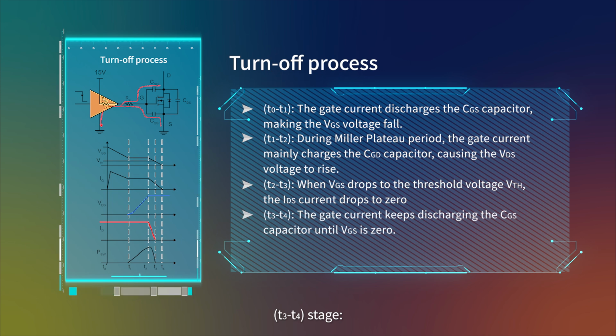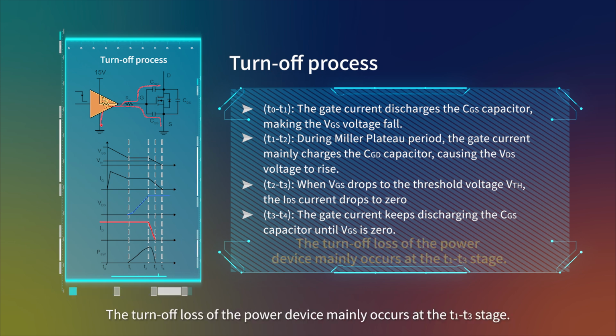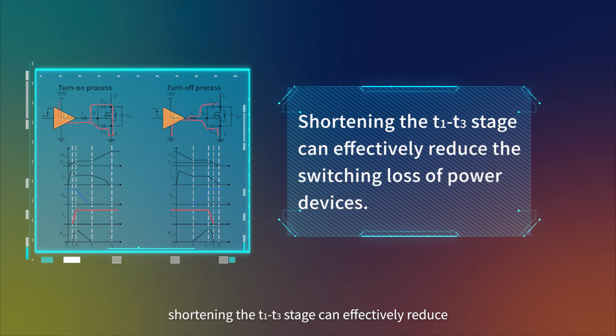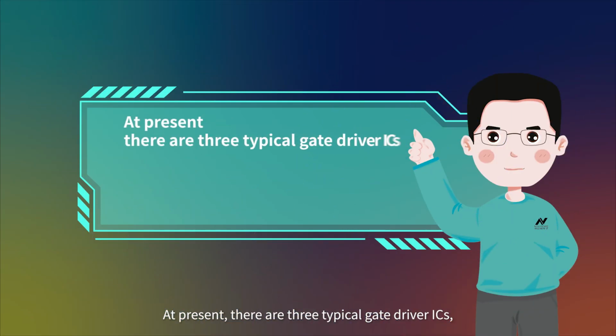T3 to T4 stage. The gate current continues to discharge CGS, and VGS eventually drops to zero. The turn-off process ends. The turn-off loss of the power device mainly occurs at the T1 to T3 stage. It can be seen that shortening the T1 to T3 stage can effectively reduce the switching loss of power devices. At present, there are three typical gate driver ICs.